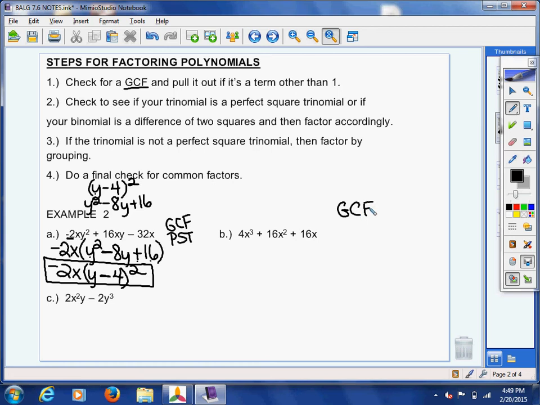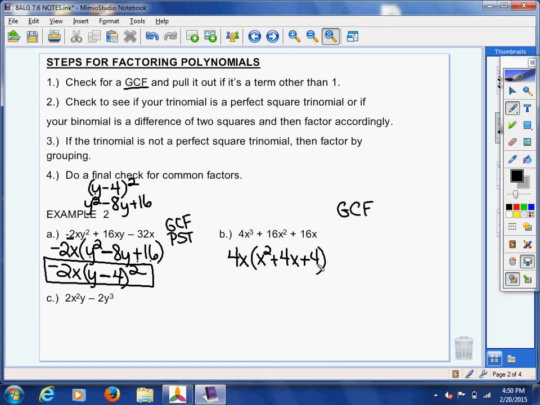So my numbers are 4, 16, 16, so I can pull out a 4, and my x's are x cubed, x squared, and x, so I can pull out an x. Let's see what's left. Looks like x squared is what's remaining from the first term. 4x remains from the second term, and 4 from the third term.